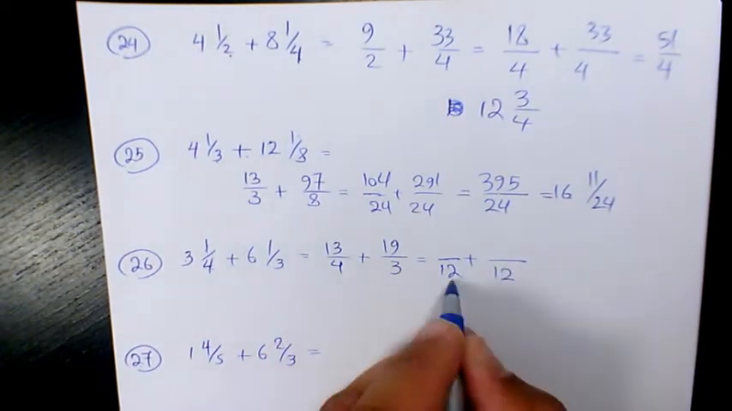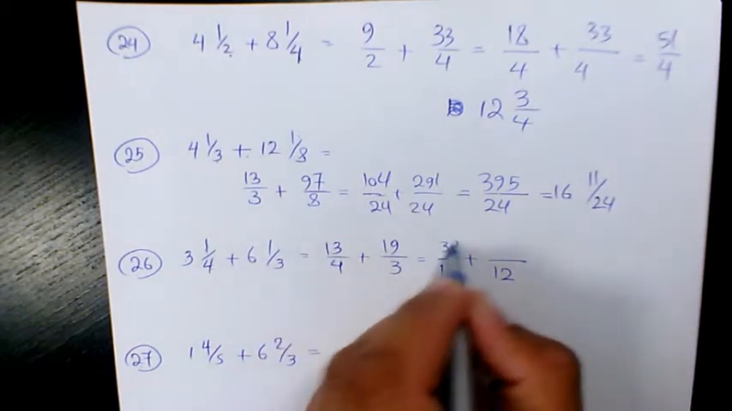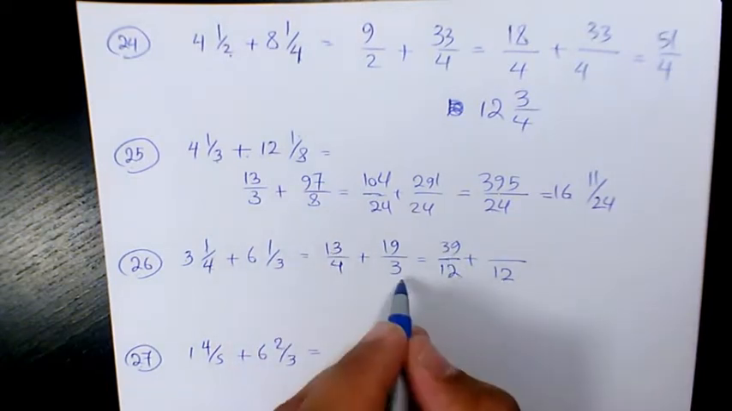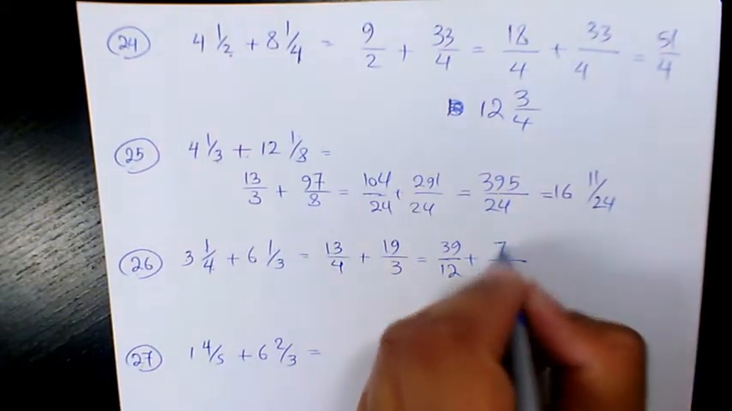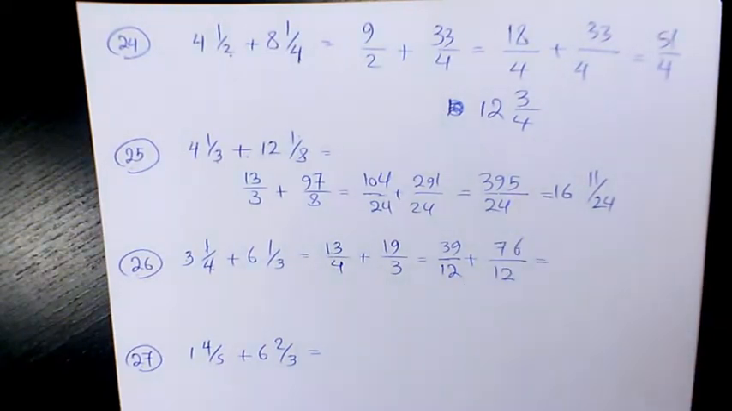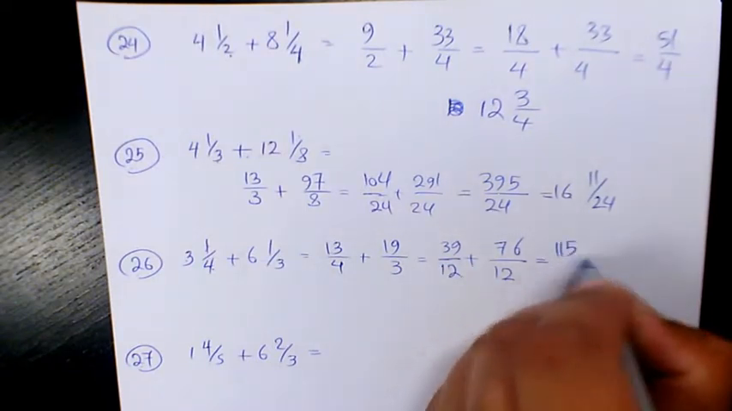4 times 3 becomes 12, so 13 times 3, 39. 3 times 4 becomes 12. 19 times 4 is going to be 76. 76 plus 39, that's 115 over 12.